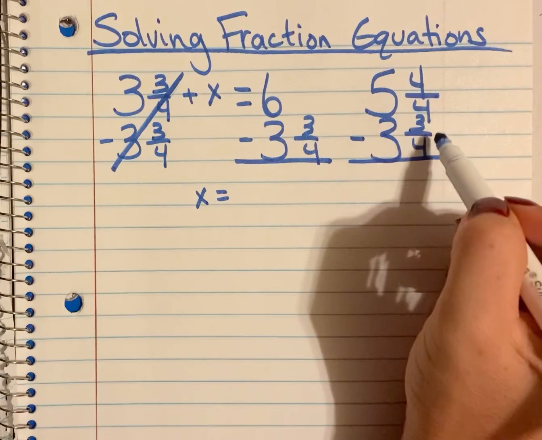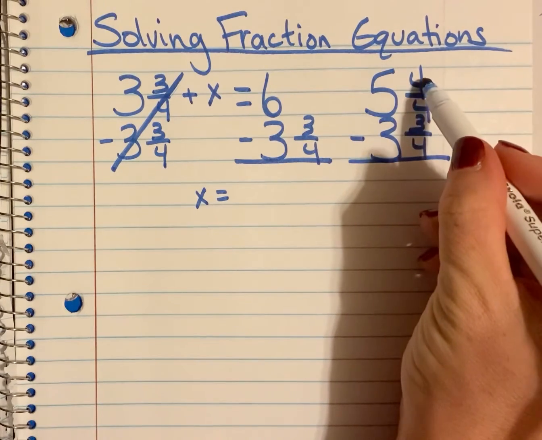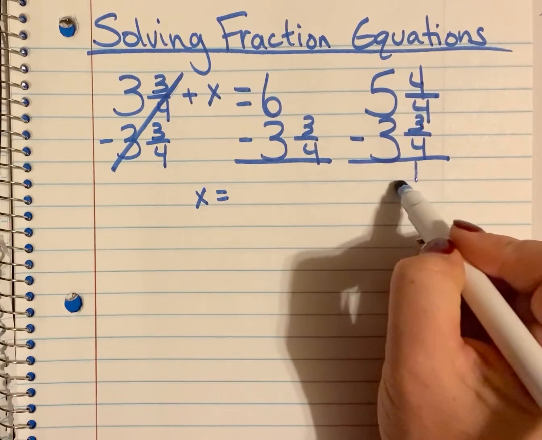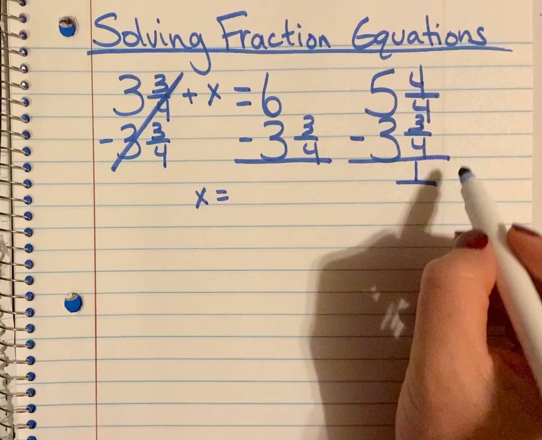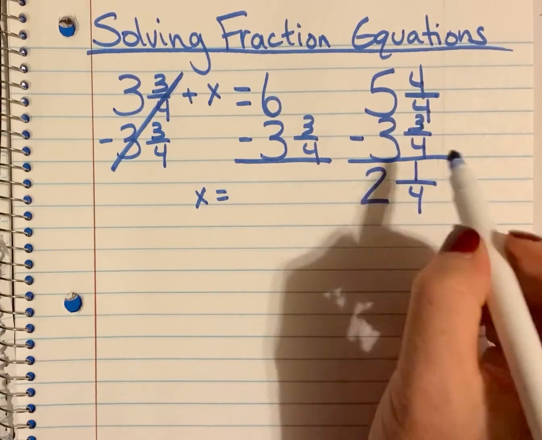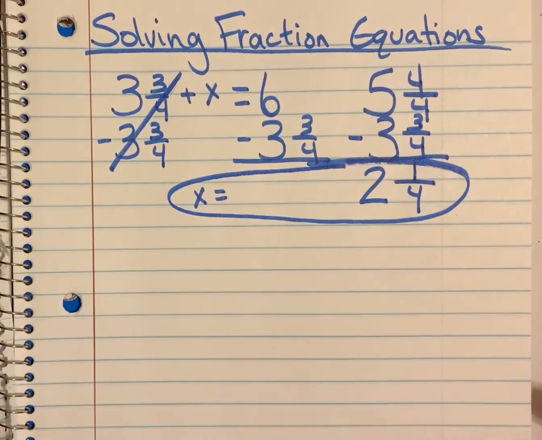We're going to subtract the fractions first, and then we'll subtract the whole number. Subtract the numerator. 4 minus 3 is 1. Keep the denominator 4. And 5 minus 3 is 2. X is equal to 2 1/4.